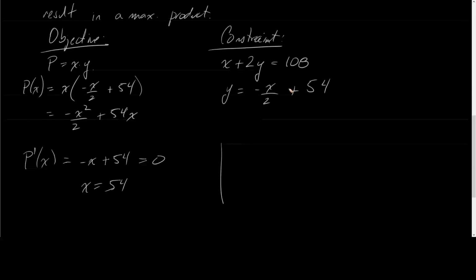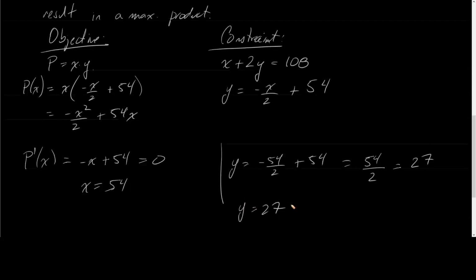So in here, what does that tell me? That tells me that y is equal to negative 54 over 2 plus 54. Well, negative half of 54 plus 54, that's going to be just half of 54, which happens to be 37. All right, so our y value there is 37. That's not 37, sorry, 27. I need to sound it off. 27. Okay, so our y value is 27.